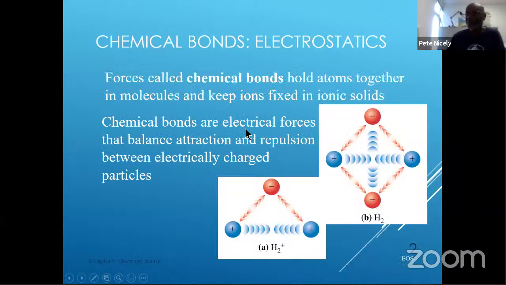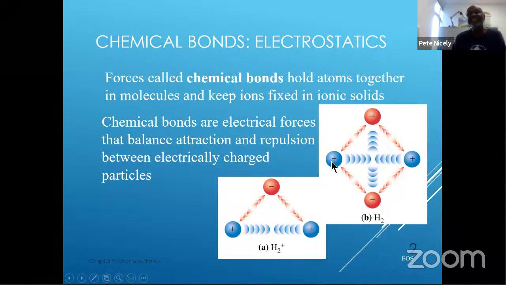The types of forces that are involved in chemical bonding are electrostatic, which means that these are attractive forces between oppositely charged particles. The example I'm pointing to here is that of hydrogen. We all know that each hydrogen atom consists of one proton and one electron. So in the case of two hydrogen atoms, you have two electrons and two protons between them, and there are different forces at work here.